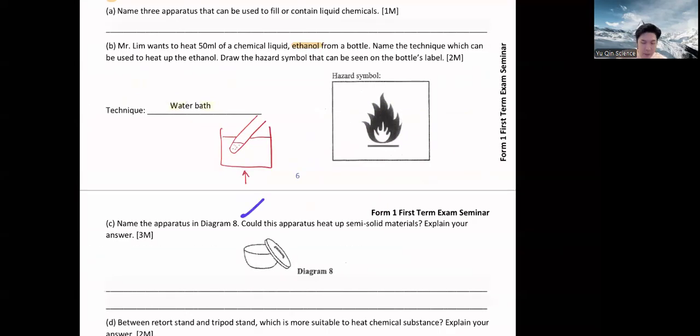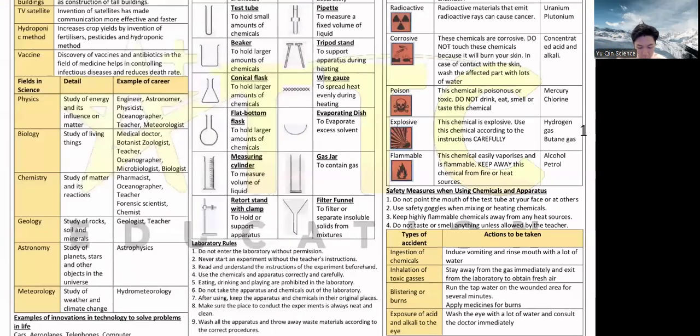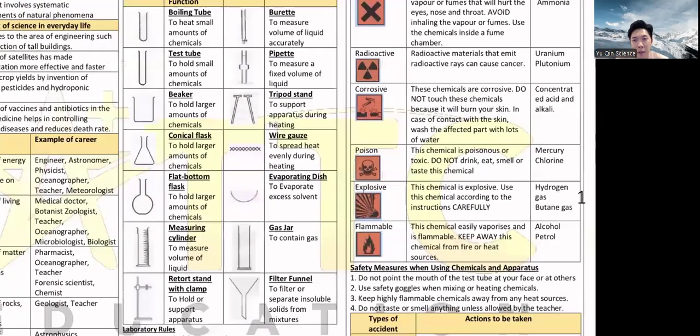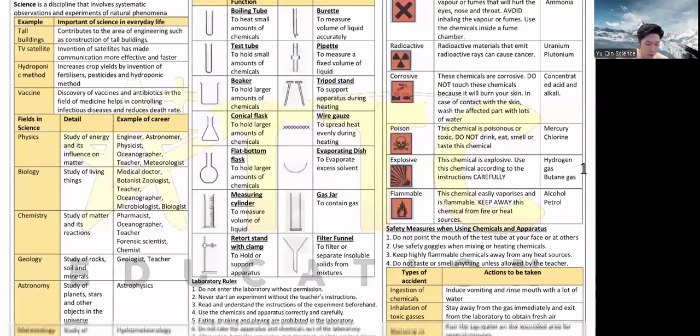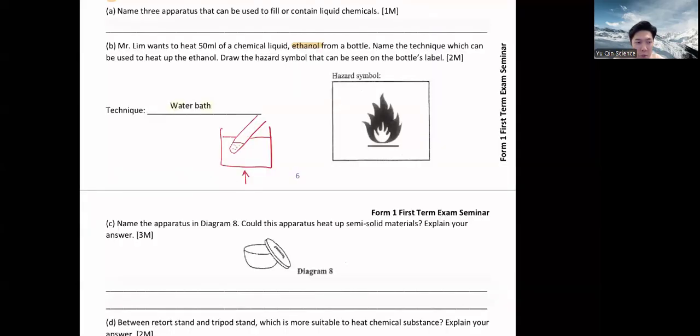Okay, name the apparatus in diagram 8, and the question is, could this apparatus heat up semi-solid materials, and explain. Name, can heat up semi-solid, explain why. By the way, you probably won't find this here with the cover. It's not an evaporating dish. There's a cover to it. So sometimes your exam does expect like 10% extra stuff that you don't get to find in your textbook. So by the way, that's called crucible. This is called crucible. It's like a clay pot like that.